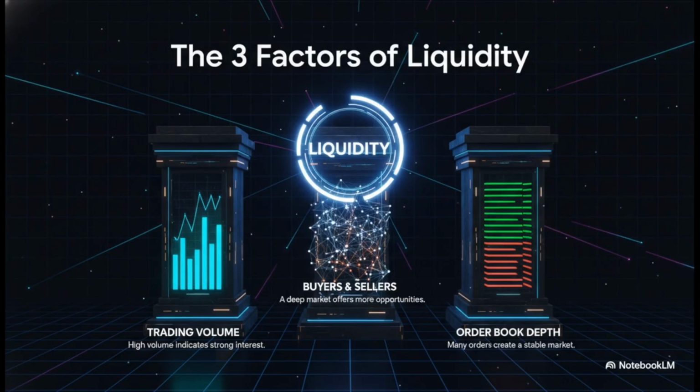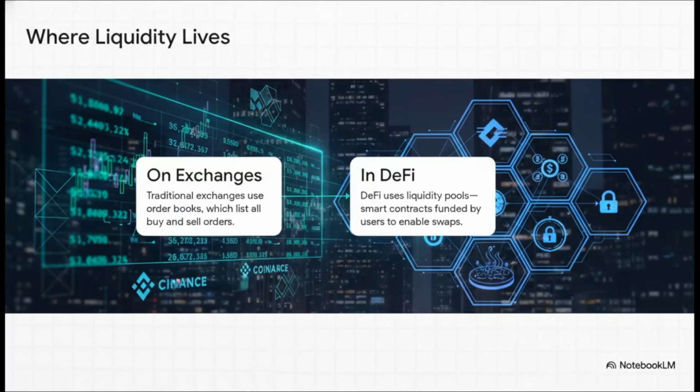Right, so liquidity doesn't just appear out of thin air. It's built on three main pillars. First up is trading volume. If a lot of people are trading, it shows their strong interest. Second, you need a ton of buyers and sellers, which creates what we call a deep market. And third is the order book depth. That means there are lots of buy and sell orders stacked up at different prices, creating a nice cushion that prevents wild price swings.